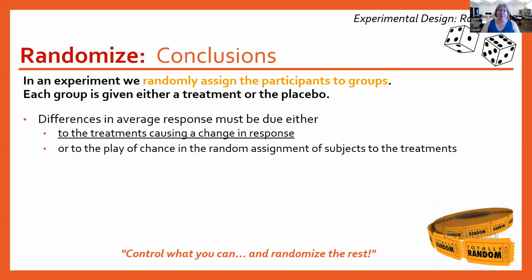Differences in the average response, if we've done this all correctly and we set up these random groups, those differences have to be from one of two things. So either the treatment is actually working and it's causing a change in the response variable, or it's just a fluke and we have random chance that is making the results appear something other than what they should.